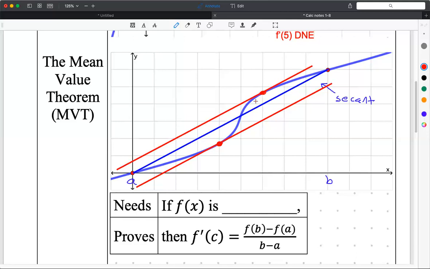So that's mean value theorem, graphically. The secant line, we moved it until it turned into a tangent line. This is now tangent. Now tangent.